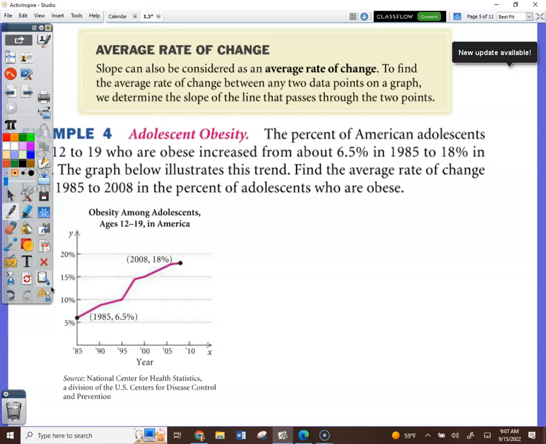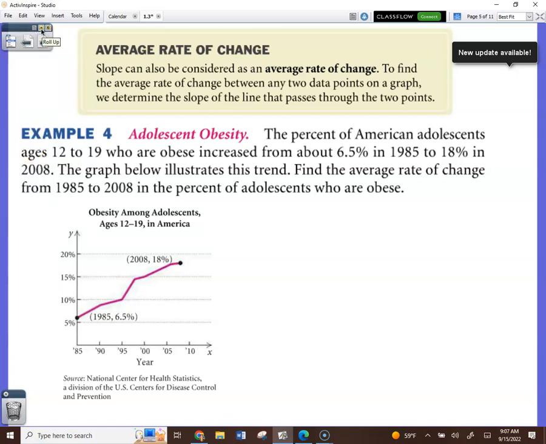Look at this word problem here. The percent of American adolescents ages 12 to 19 who are obese increased. So this is important to give you a visual, or there's the graph too. It increased from about 6.5% in 1985 to 18% in 2008. They give you a graph to illustrate that. Not that you really care, but there's the graph. So this is not necessary, right? Find the average rate of change. This means find what?